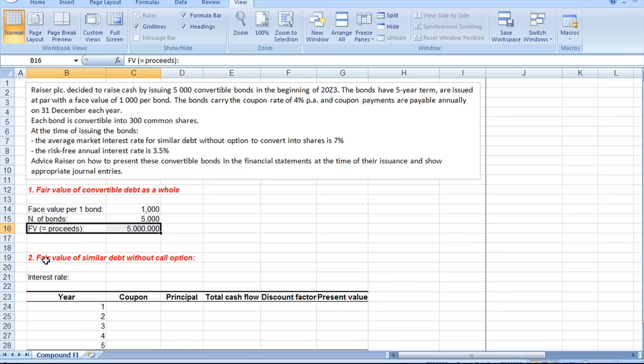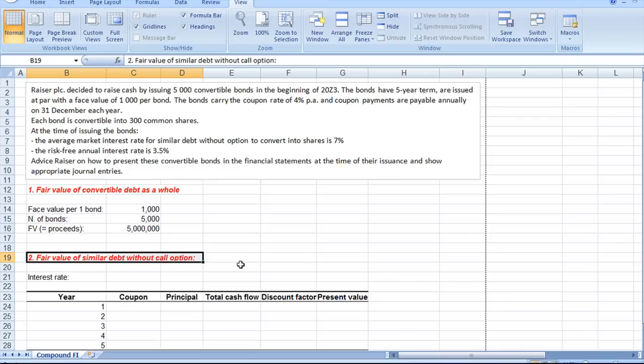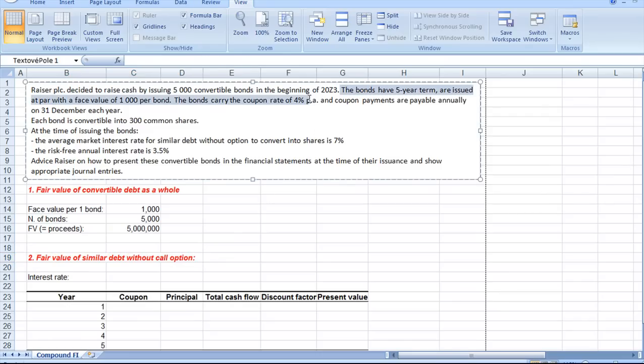We need to set the fair value of the bonds with similar parameters, 5 years maturity period, the same coupon of 4% paid annually, but without the option to redeem the bond in shares. The question says that the average market interest rate for similar debt without option to convert into shares is 7%, and the risk-free annual interest rate is 3.5%. So what rate do we select?